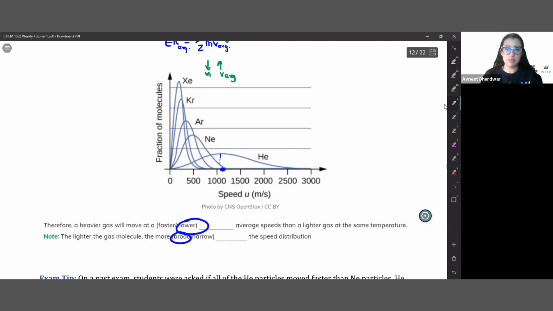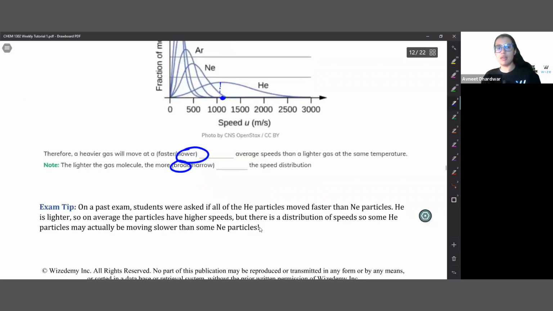Now the exact past exam question related to helium and neon. The statement said, all of the helium particles move faster than neon particles. Is that true or false? On average, helium is faster than neon because we know helium is lighter, but not all of them move faster than neon. Some might be a little bit slower than some of the neon particles. There's a distribution of speeds. Not all of the gas particles are going to travel at the exact same speed. Some are going to be slow, some a little fast. But on average, a lighter gas is going to be at higher speeds.